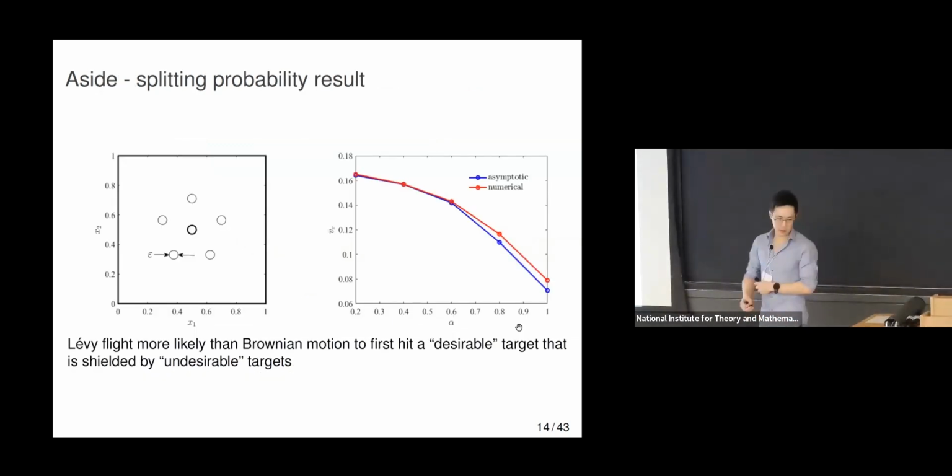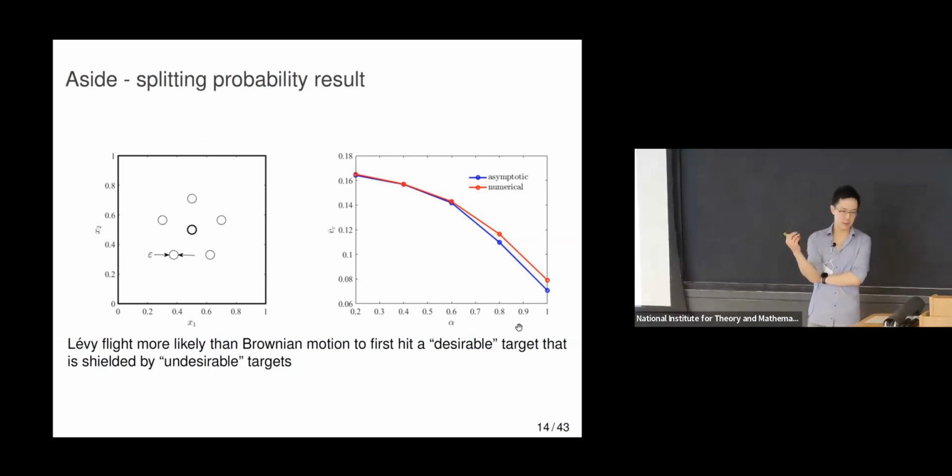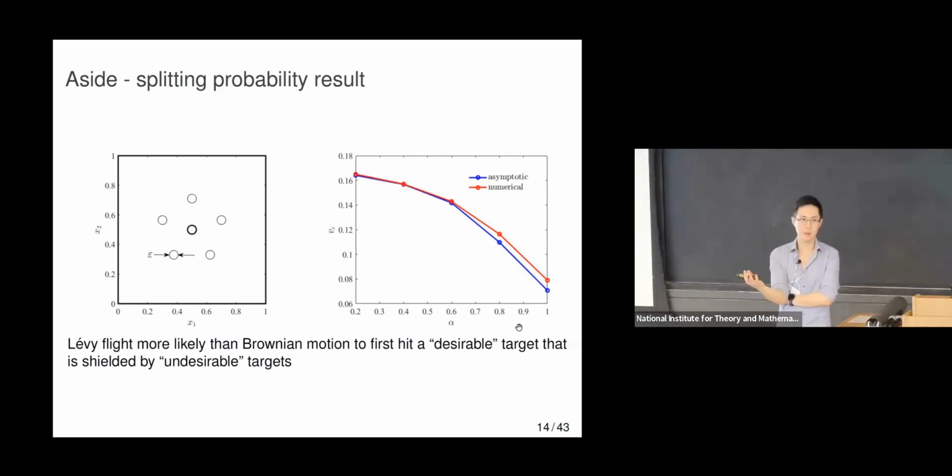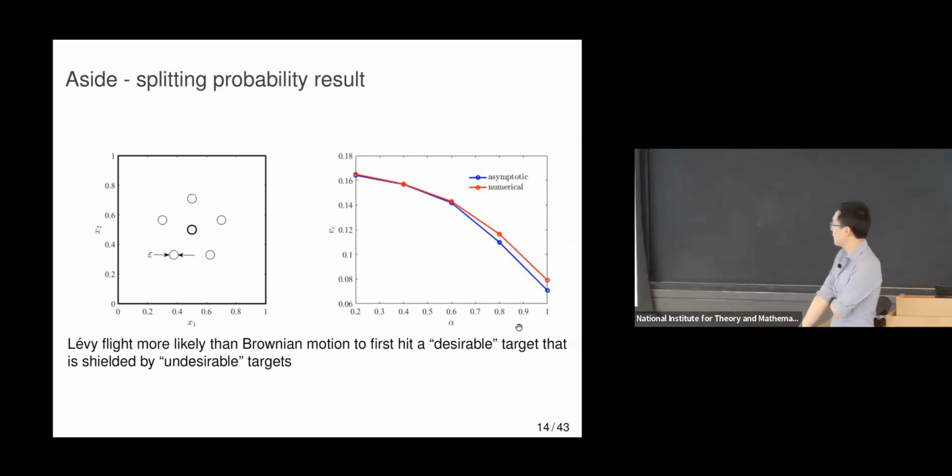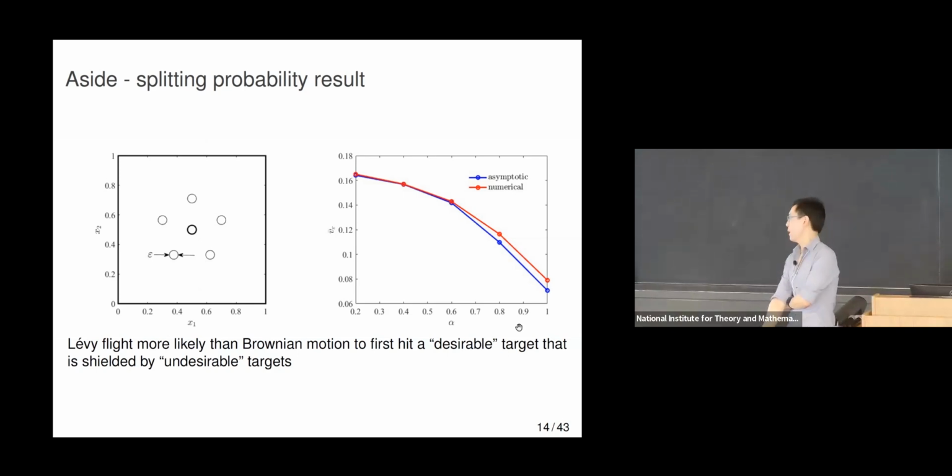So, obviously it says here Levy flight is much worse. So what is it actually better for? Well, it's less prone to shielding effects. And what do I mean by that?